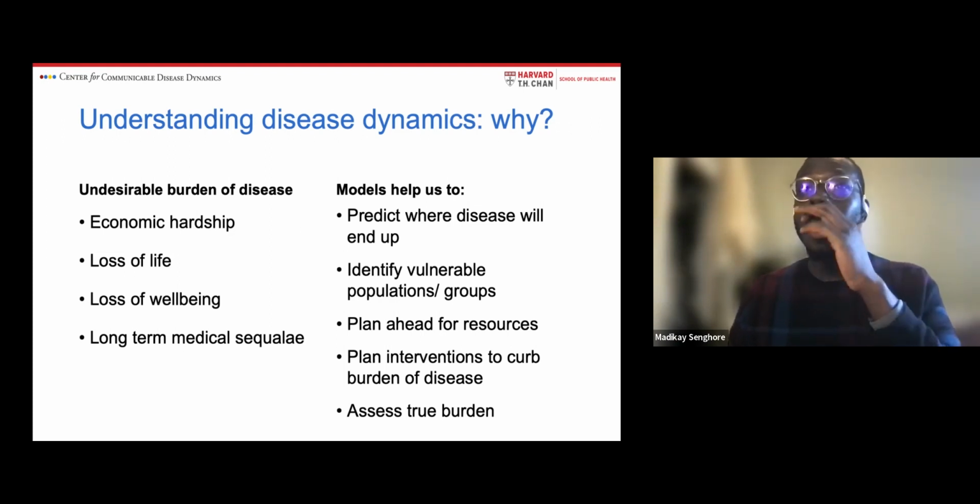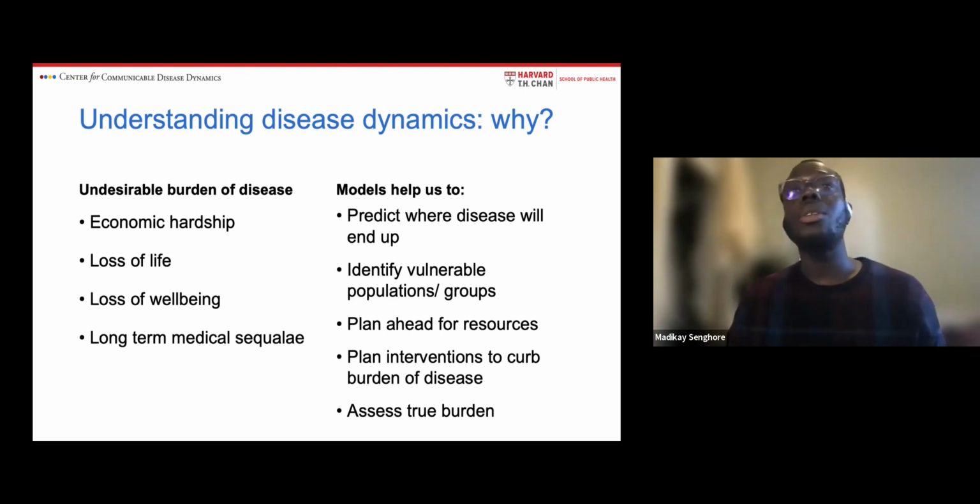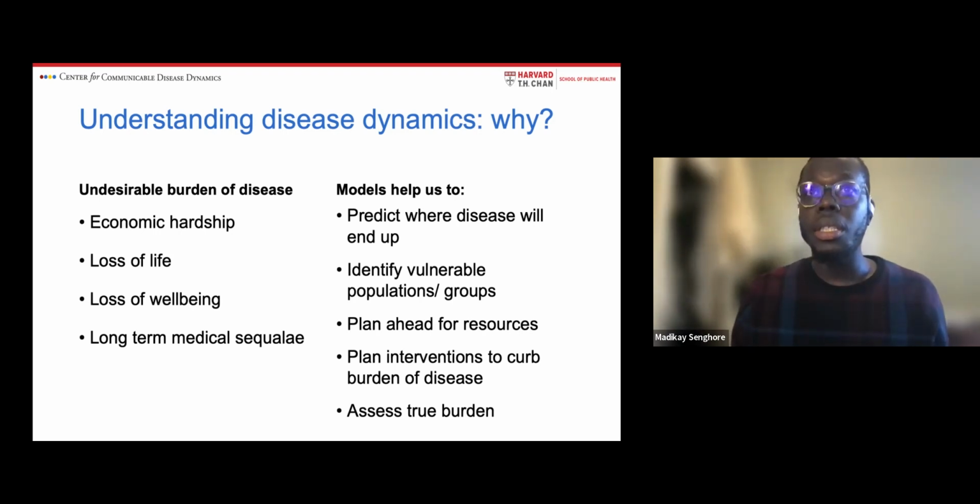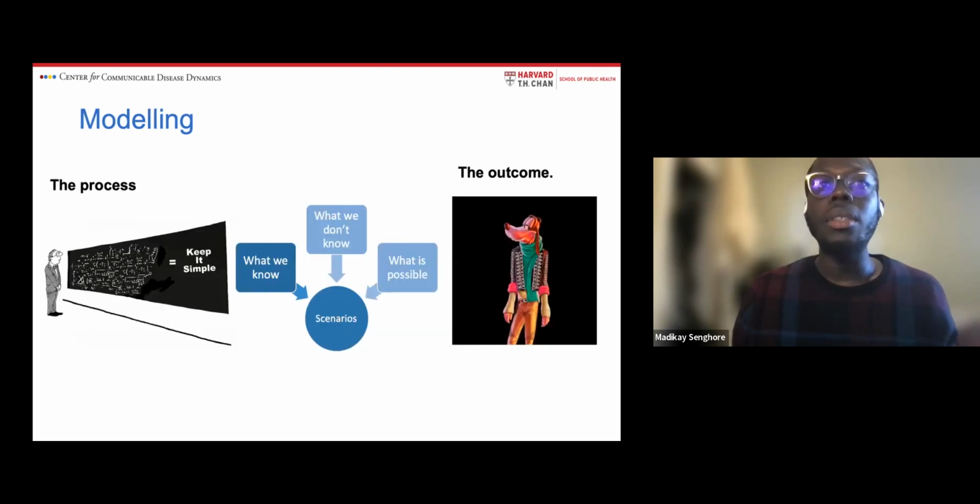So models help us to predict where the disease will end up. In terms of which populations are more likely to be hit, when are we expecting those populations to be hit? What resources are we going to need in order to support those populations? And sometimes models can also be used retrospectively after the fact to understand the true burden of disease, because maybe not everyone who got sick actually made it to a facility to be tested and counted. So sometimes a model can be used to measure the true burden of disease.